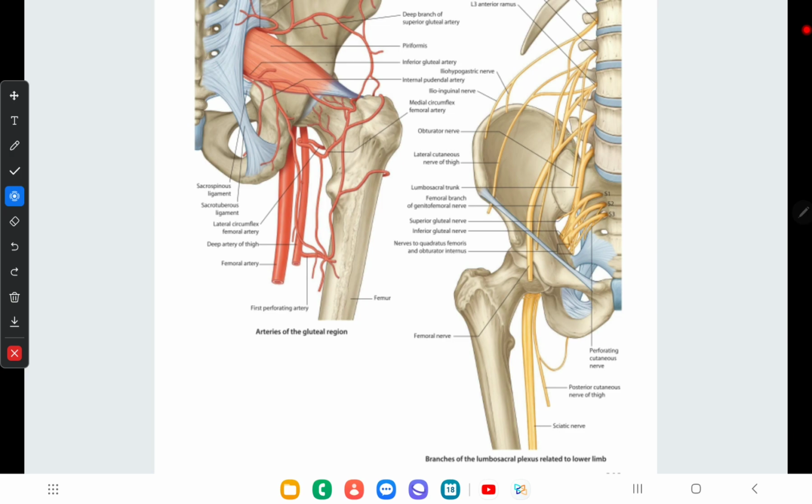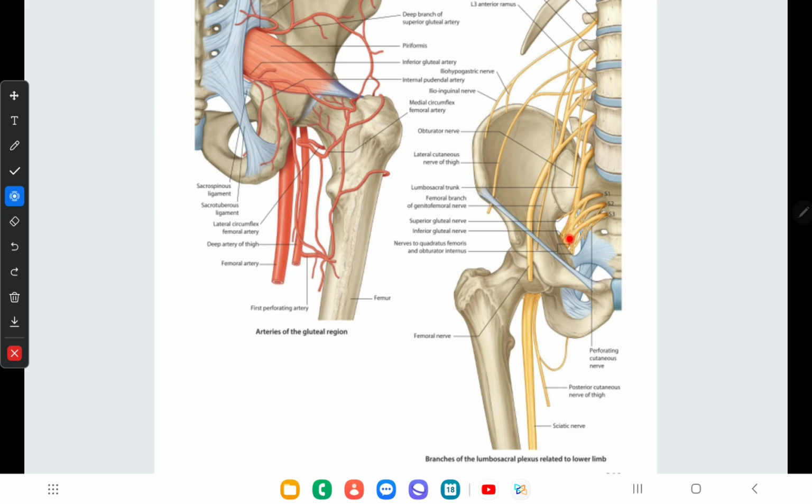Here you can see the anterior view of a pelvis. You have the femur here, the lumbar plexus here and the sacral plexus here. Then you can see this is the greater sciatic foramen and this is the lesser sciatic foramen. The greater sciatic foramen is separated from the lesser sciatic foramen by the sacrospinous ligament here.